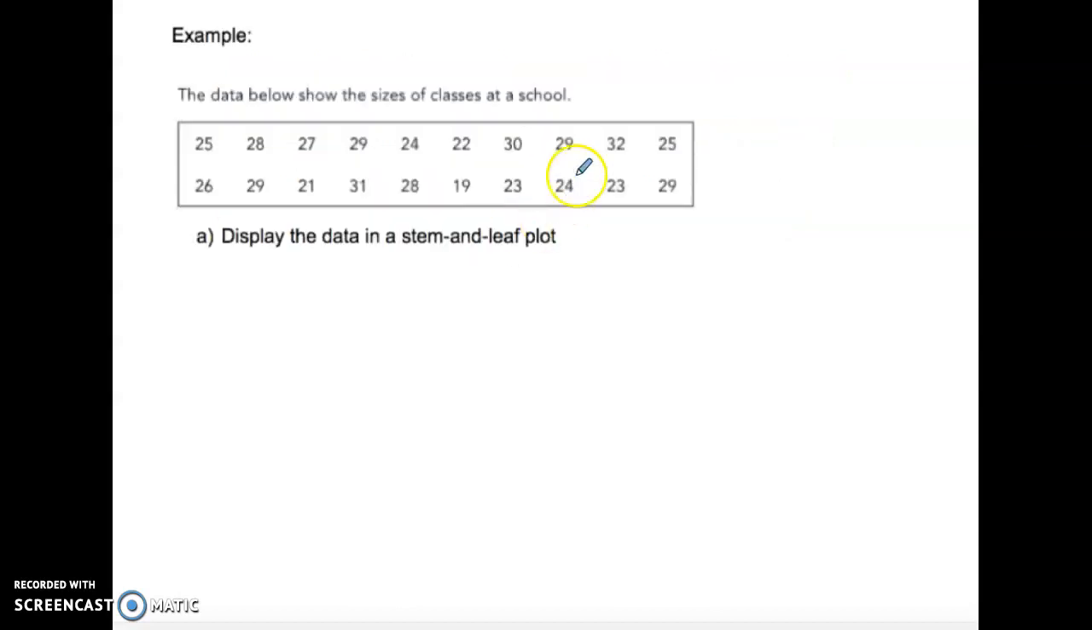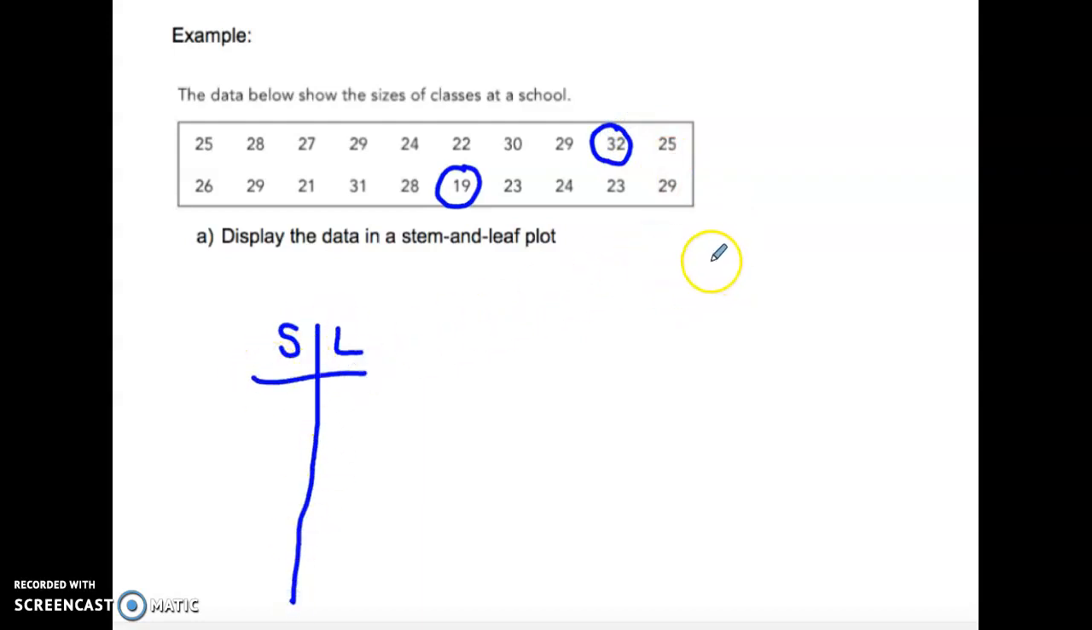This data set is about class sizes at a school. So first I have to identify my least and my greatest numbers. The smallest number here is 19, and the greatest number is 32. So this is how I'm going to decide. I'm just going to put S and L just because of space here. These numbers tell us our stems.